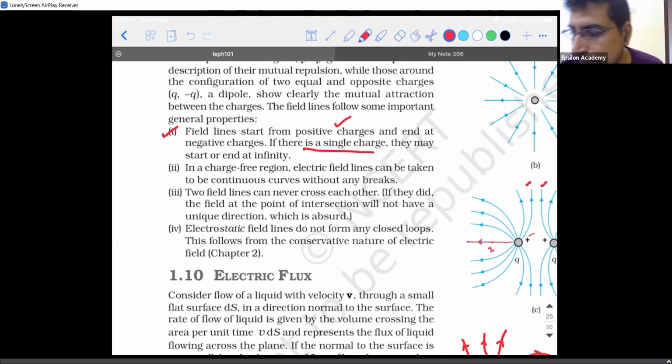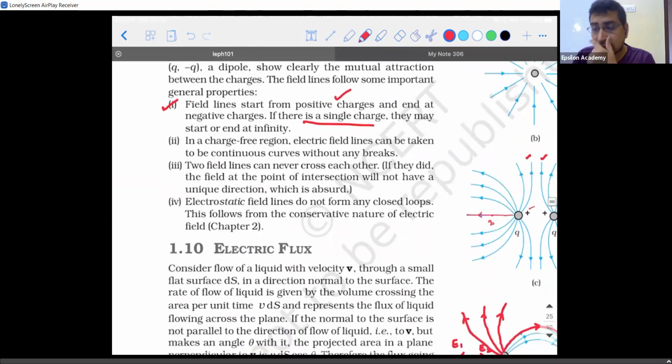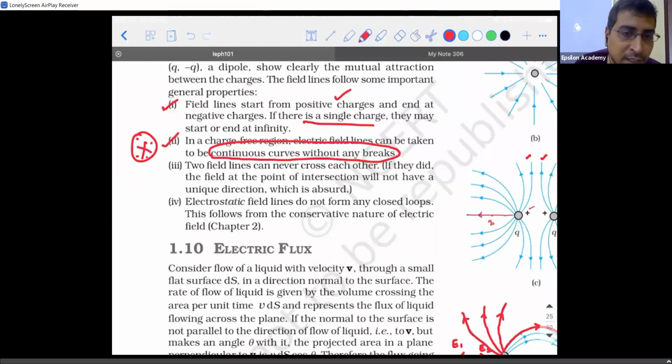That is what. Okay. Next, in a charge-free region, electric field lines can be taken to be continuous curves without breaks. Okay, this is an important point. So electric field lines are always continuous curves. They do not have any break. Why it is so, I will explain it when we solve problems. There is a question also, why electric field lines are continuous without any breaks. Okay. So as of now, accepted.